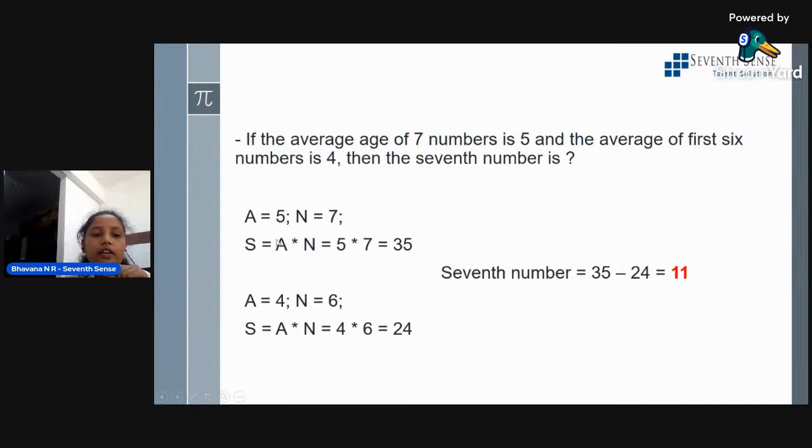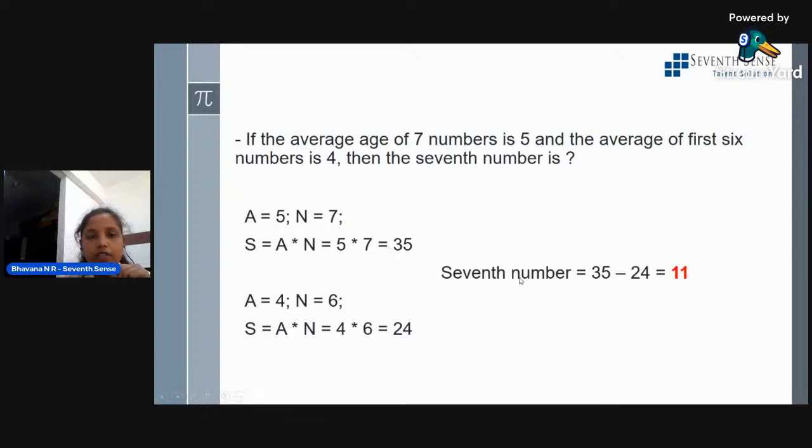So here we have the data of a and n. What is the formula of the average? Previously we saw that a is equal to s divided by n, and the sum formula is a into n. So in this first statement we have the a value and n value, so s is equal to a into n. So 5 into 7, that is 35.